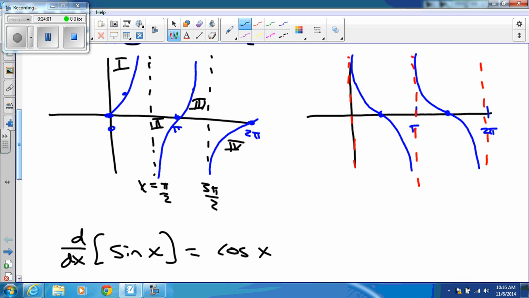And likewise, my cotangent function always has a negative derivative wherever it exists. The derivative of cotangent is negative cosecant squared x. Okay? So that helps us a little bit remember and think through the graphs as well. Okay, what do we have left to do? Secant and cosecant, that's exactly right.